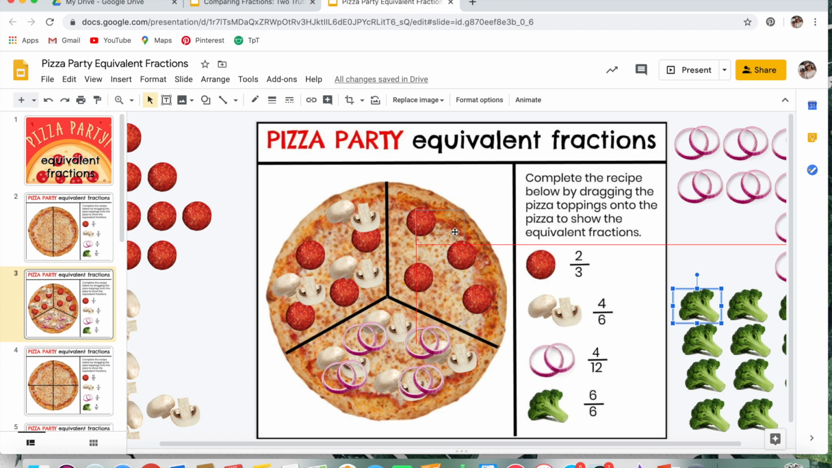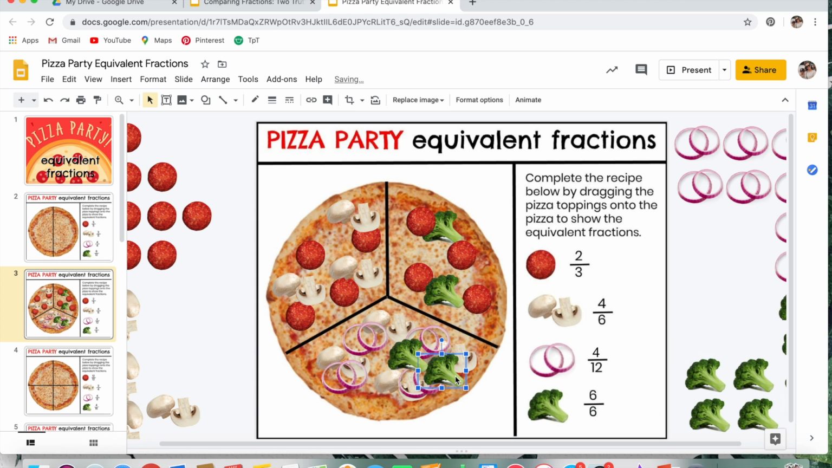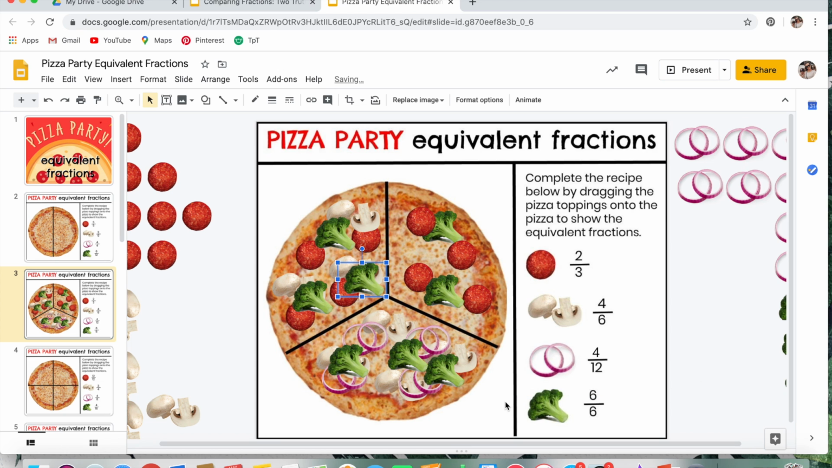Let's do this. This slice gets broccoli. This slice gets broccoli. This slice gets broccoli. So 3/3 or 6/6 or 1 whole of my pizza now has broccoli on it.